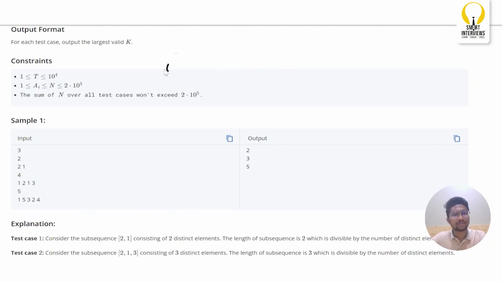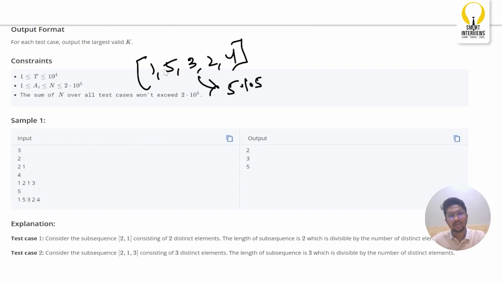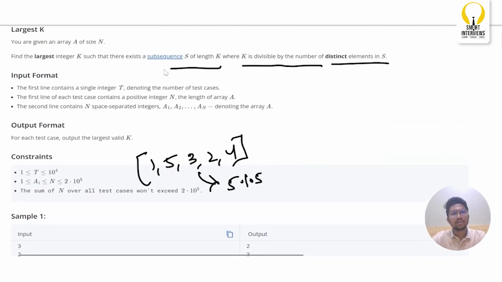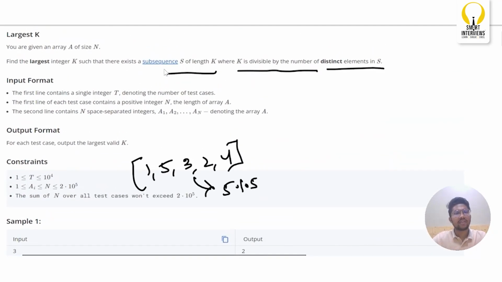3 modulus 3 is 0. Next we have 1, 5, 3, 2 and 4. If you see, all elements are unique and the length is 5. How many unique elements do we have? 5, and the length also 5. So 5 modulus 5 equal to 0, and so the answer is 5 here. Cool. So I'll give an example, a different test case.